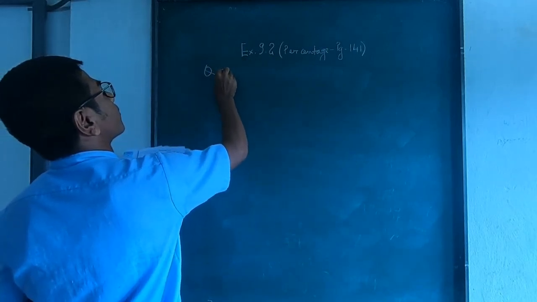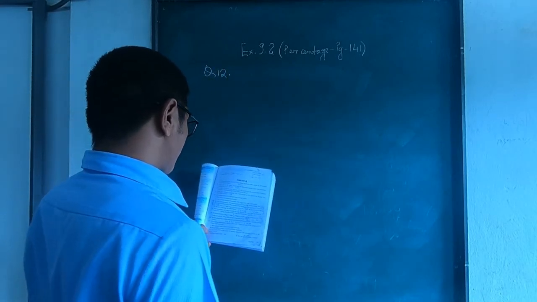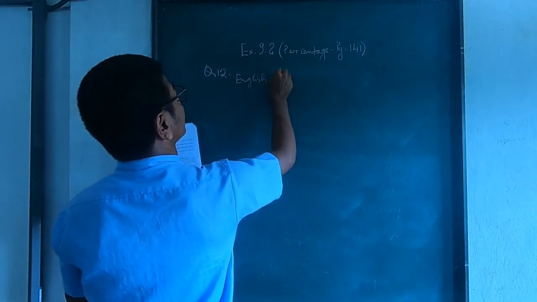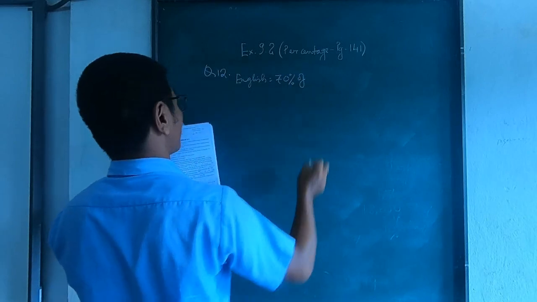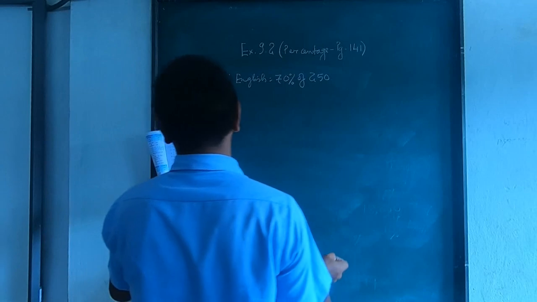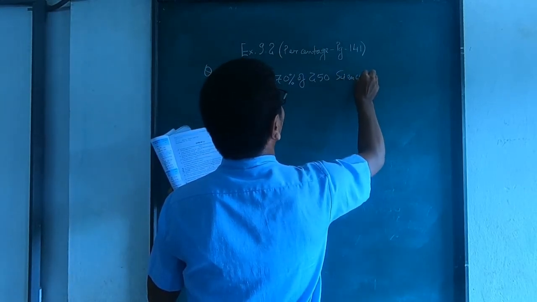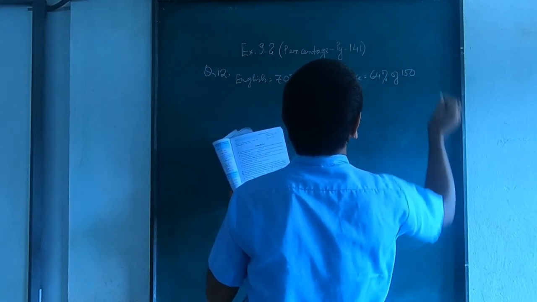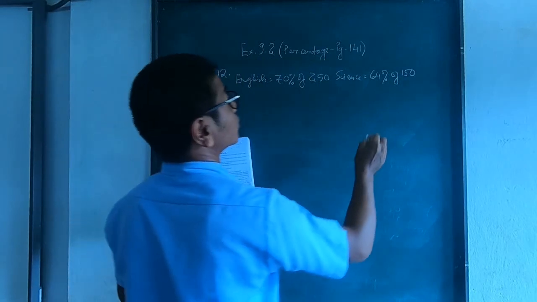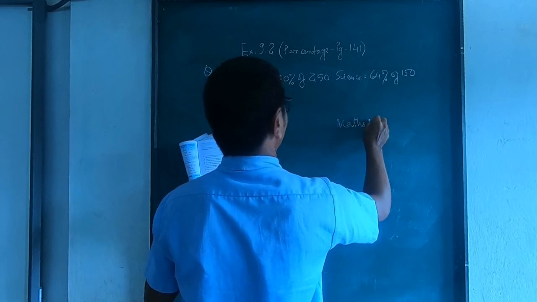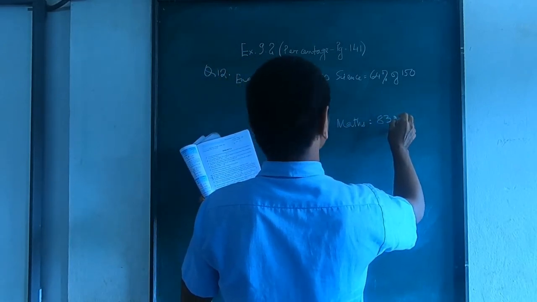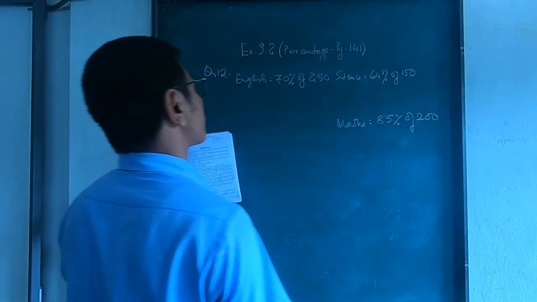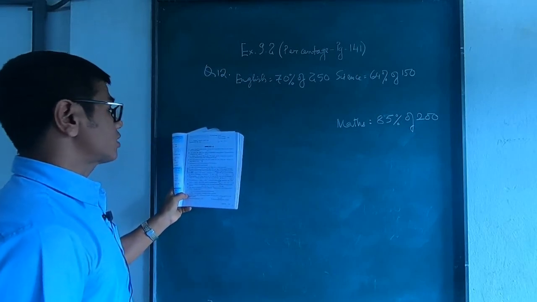Question 12. Bhavesh scored 70% in English, so English 70% of 250. Let's do it. Then science 64% of 150. Then we have maths, 85% of 200. 70, 64, and 85%. What is his total score?